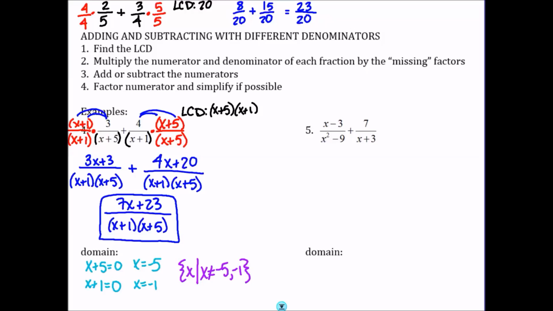As you get more comfortable with this process, you might not have to write out every single step that I wrote out on this problem. But to start with, go ahead and write everything out to make sure that you remember to distribute in the numerator and that you get all of the factors correct.